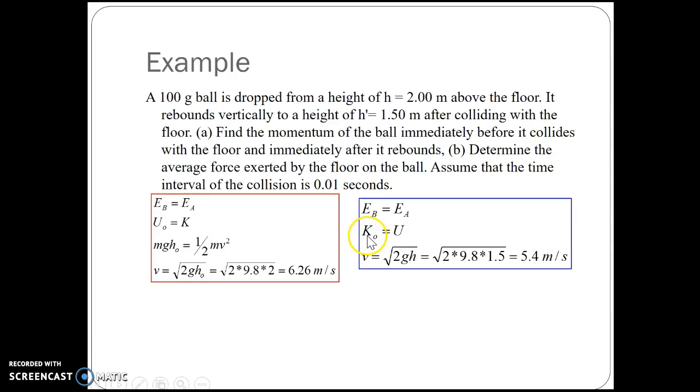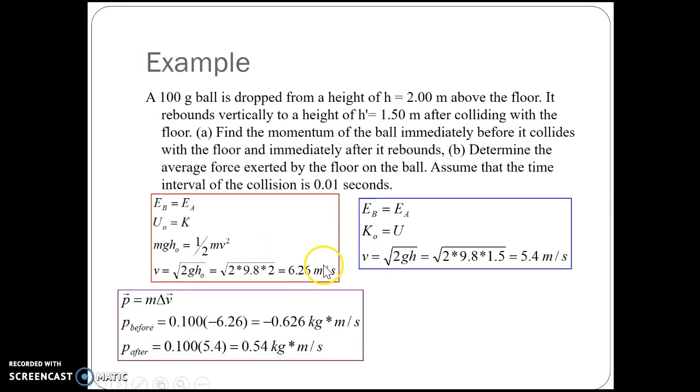So the kinetic energy it leaves the floor with gets converted to potential energy. That's 1/2 mv squared equals mgh again. But now we're just using a different h, right? We're using this h prime, the 1.5 meters instead. So this is the speed right before it hits the floor. This is the speed right after it hits the floor.